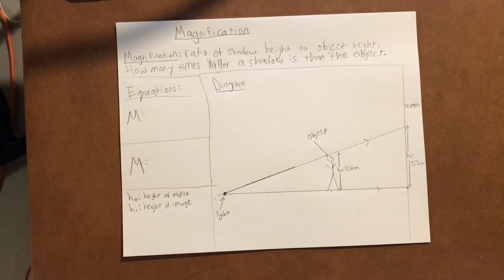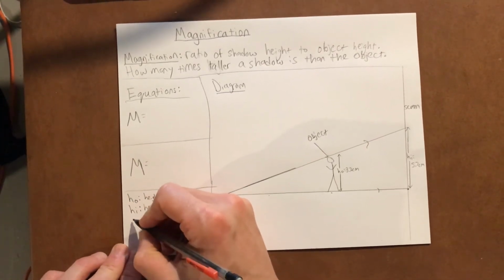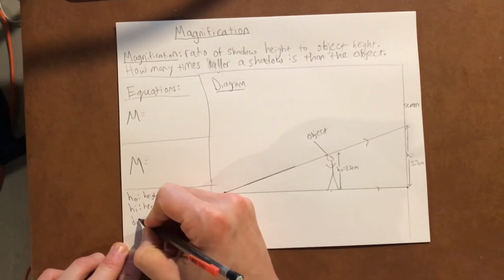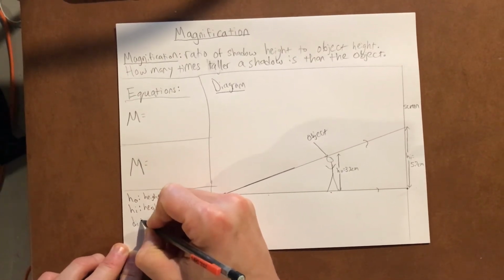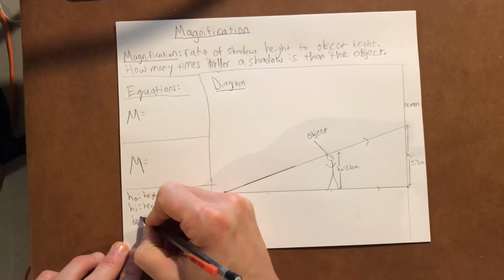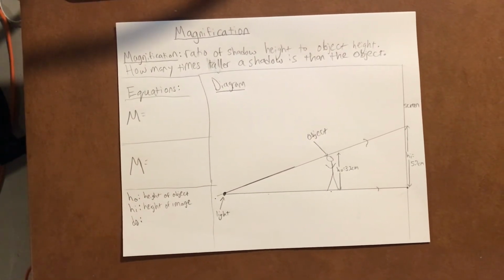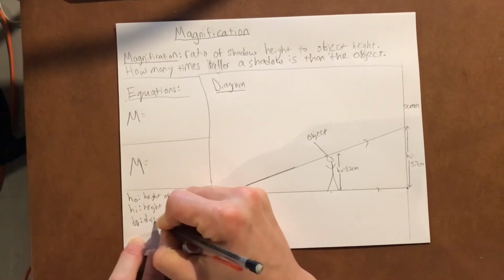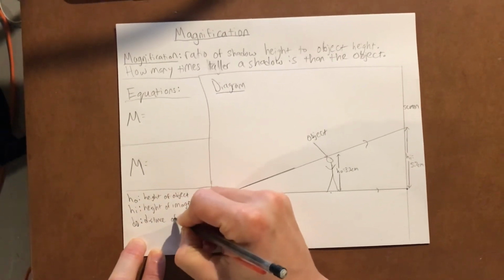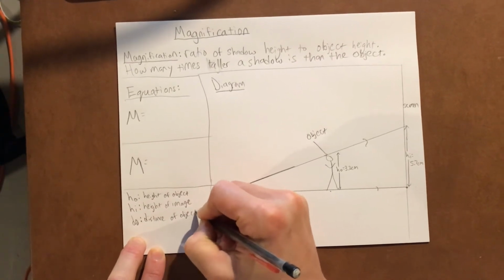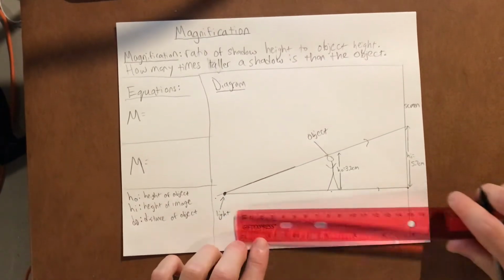All right. Now we have to do some variables for distance, because we have another equation where we can calculate magnification with distance from the flashlight. So DO is our first variable. That's called distance of object, right here.